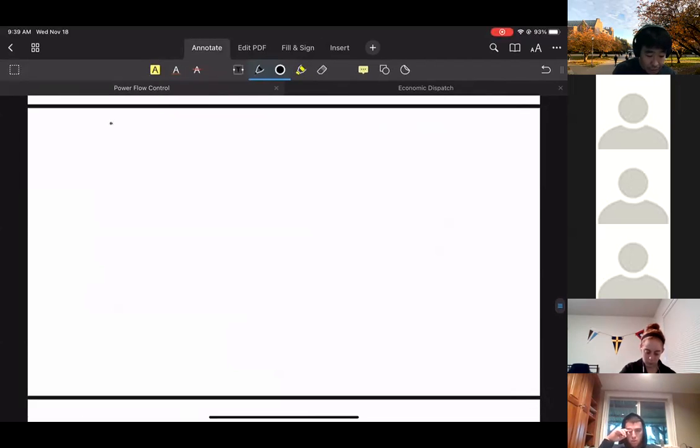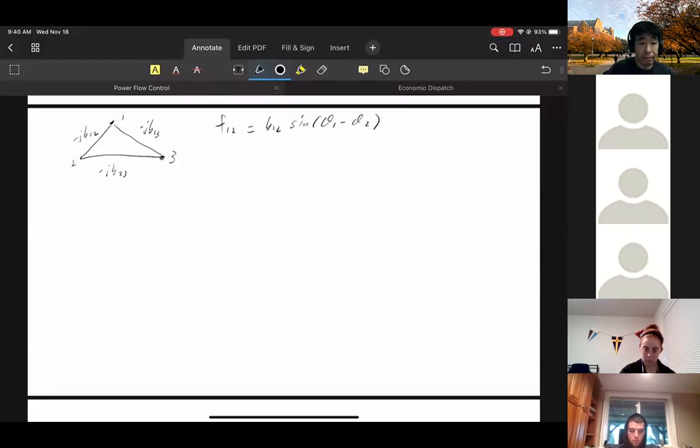Okay. So let's imagine I have three buses, one, two, three. And say the lines are entirely inductive, let's say B13, B23, B12. So these are pure inductive lines. Then the flow from 1 to 2 is given by B12 sine(theta 1 minus theta 2). This is the flow.